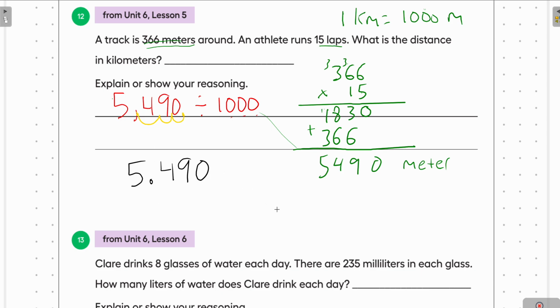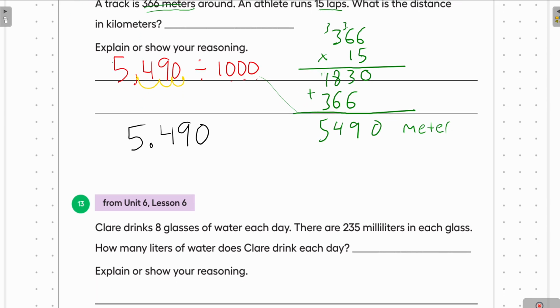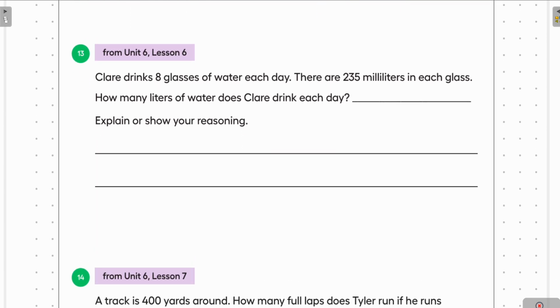Okay, it's that simple, really, to convert metric units by multiplying or dividing by a power of 10. Let's do one last one here. It says Claire drinks 8 glasses of water each day. There are 235 milliliters in each glass. How many liters of water does Claire drink each day?